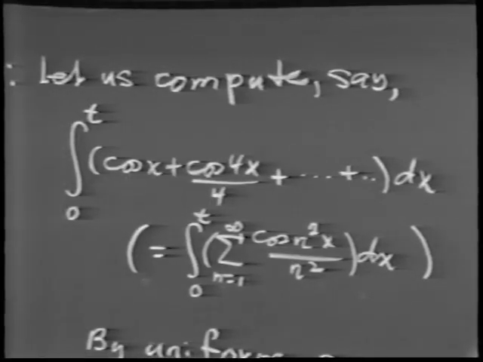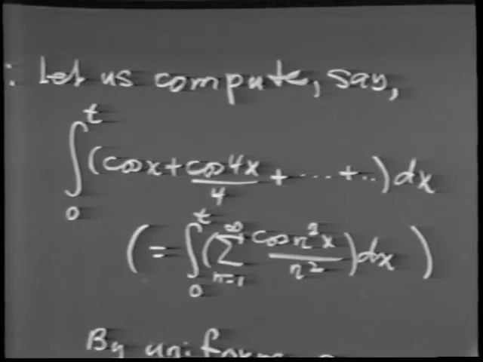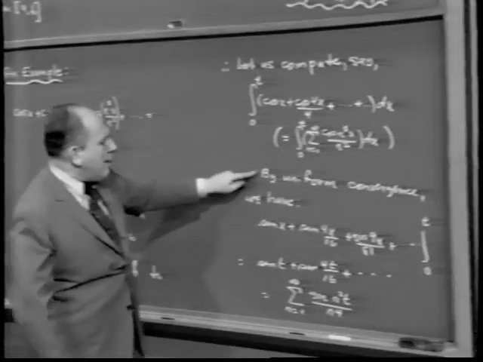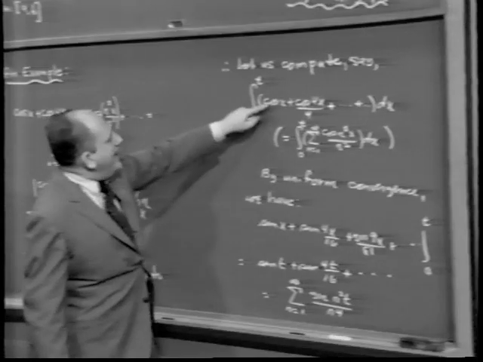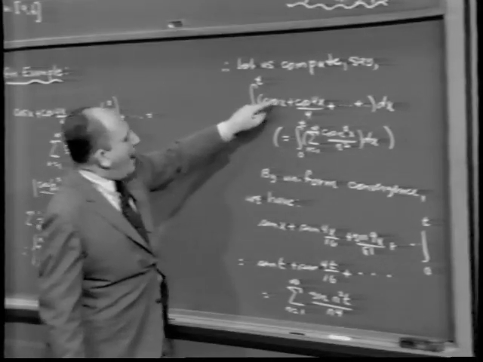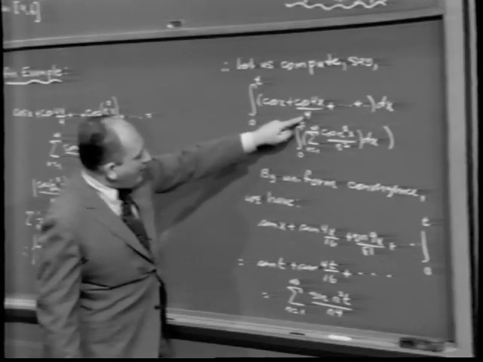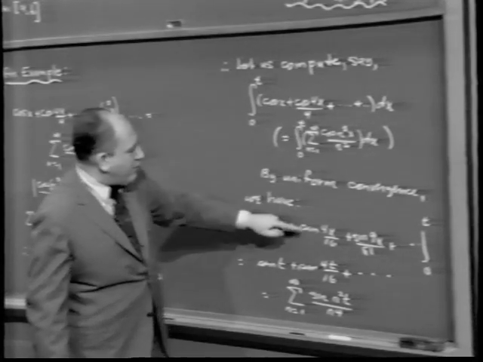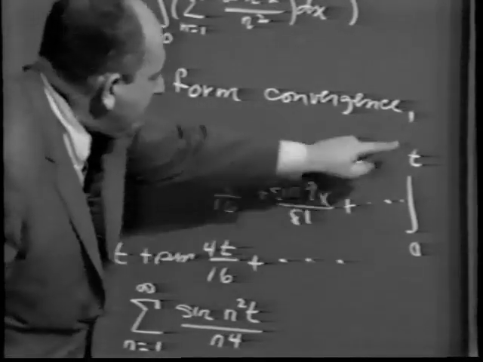But what have we already shown? We've already shown that this series is uniformly convergent. But for a uniformly convergent series, we saw last time that you can interchange the order of summation and integration. In other words, by uniform convergence, what I can now do is integrate this thing here term by term. See, sine x plus sine 4x over 16, just the usual technique of integration. And now you see, I can integrate first and then compute the limit.